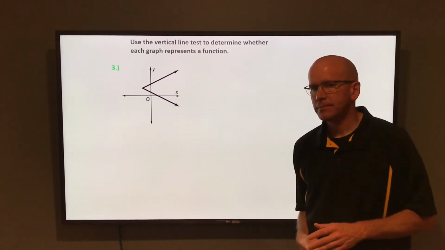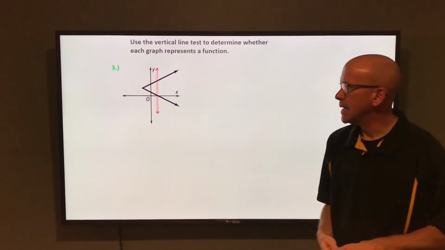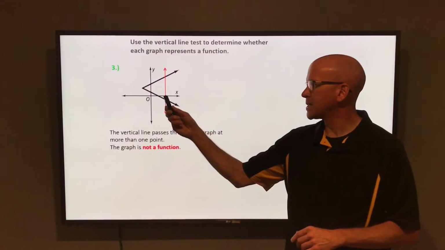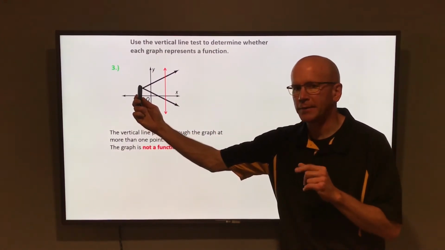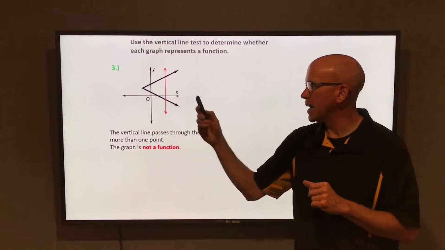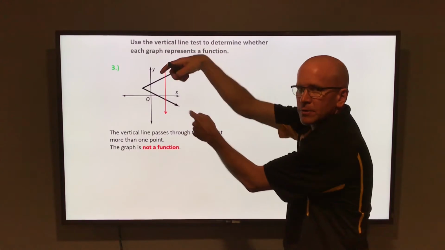This graph, if you pass a vertical line through that, it's going to hit in more than one place as it's passing through. Now, down here at the very end of it, it only hits in one spot. But as it's passing through, you have x values that have two different y values, so that is not a function.